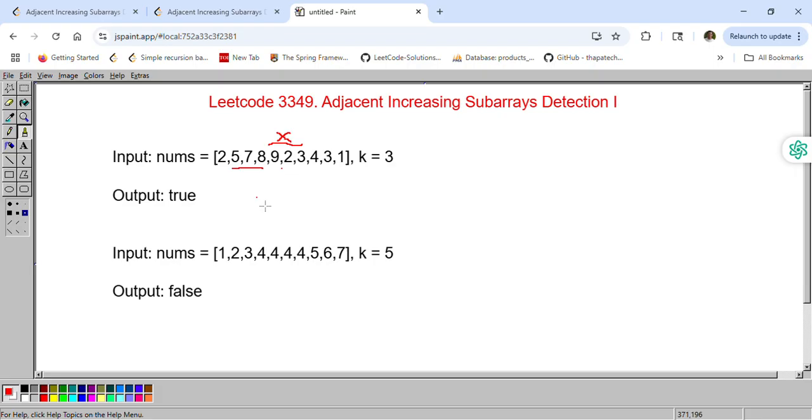So let's say you find this is one subarray which is strictly increasing. Now you want to find an adjacent subarray which should also be strictly increasing. So you will check the next k elements. k is 3 in this case. So is this strictly increasing? No. So you cannot take these subarrays. You have to keep checking each possibility until you find two such subarrays which are adjacent and strictly increasing.